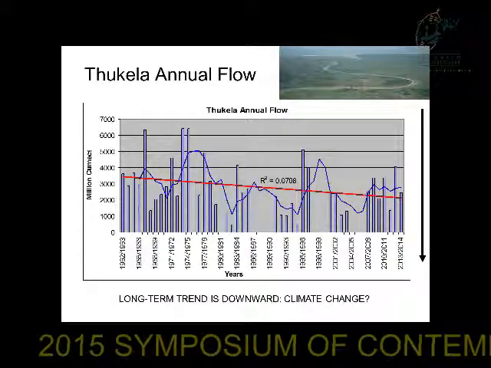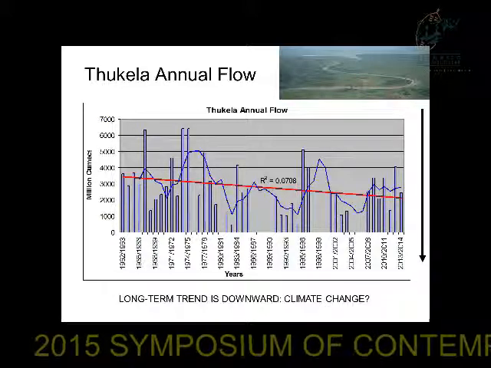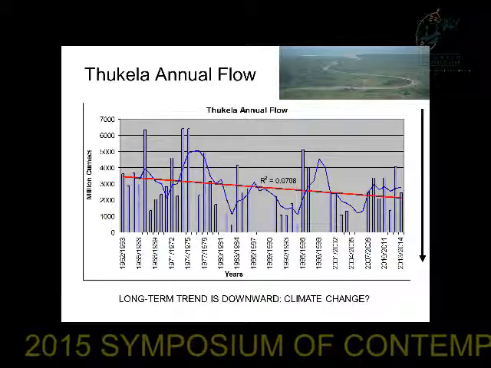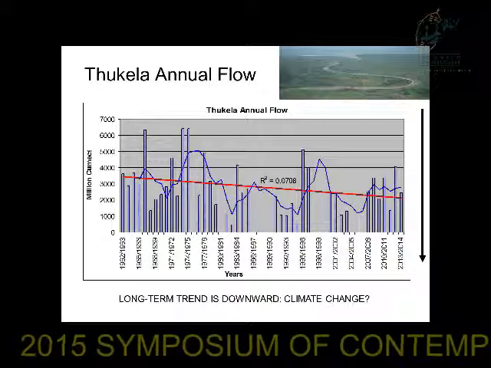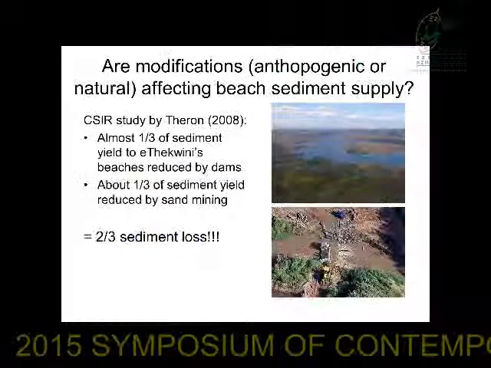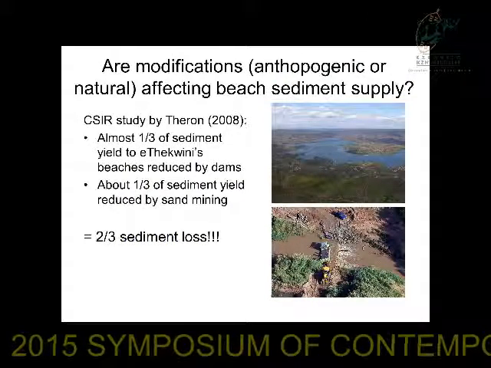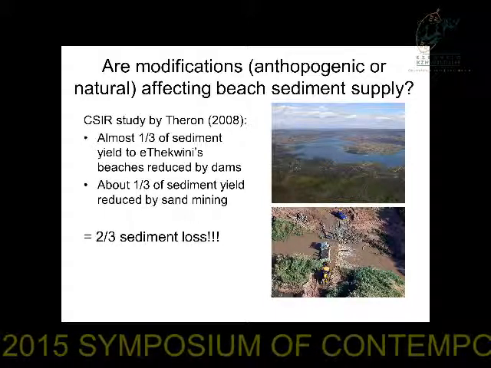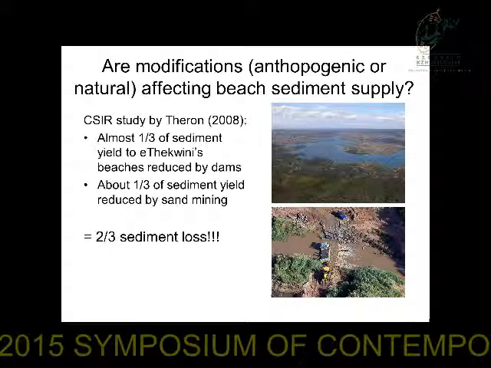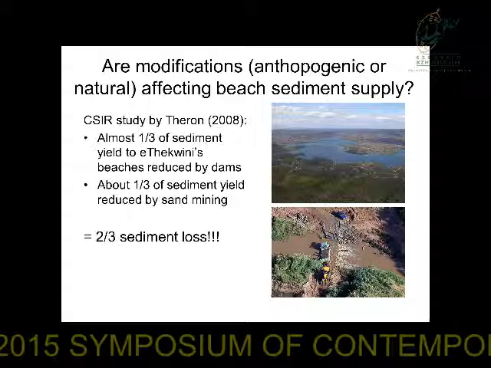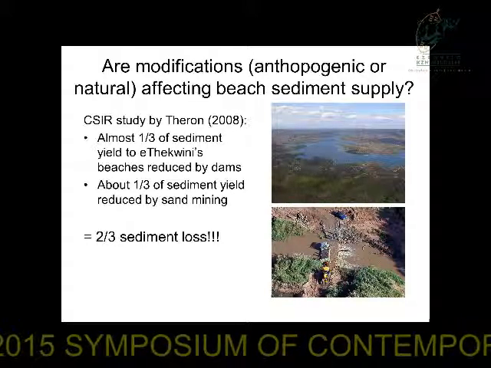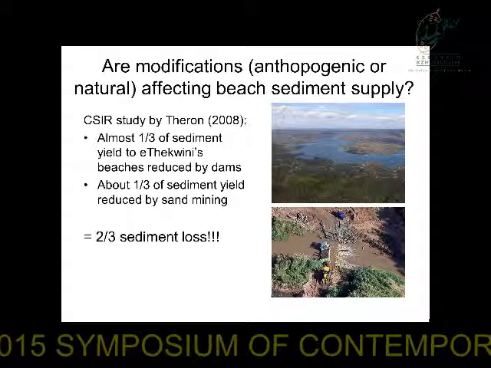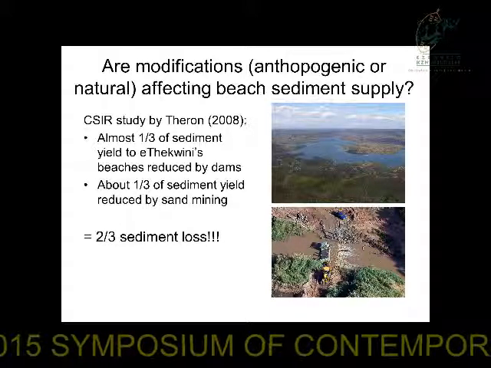It can be argued: is that long-term trend related to climate change, or are we just in different cycles? Unfortunately, in this case, you can see there are a few data gaps in the Water Affairs records, which affects the data quality. But nonetheless, there is still this consistent downward trend. So the question is, are the modifications, whether they're anthropogenic or natural, affecting beach sediment supply? In 2008, Andre Theron from CSIR did a study on behalf of eThekwini, and he found that almost a third of the sediment coming down to the beaches was reduced by dams. Then he went on to look at sand mining and found that there's another third. So that leaves us with two-thirds sediment loss coming down.